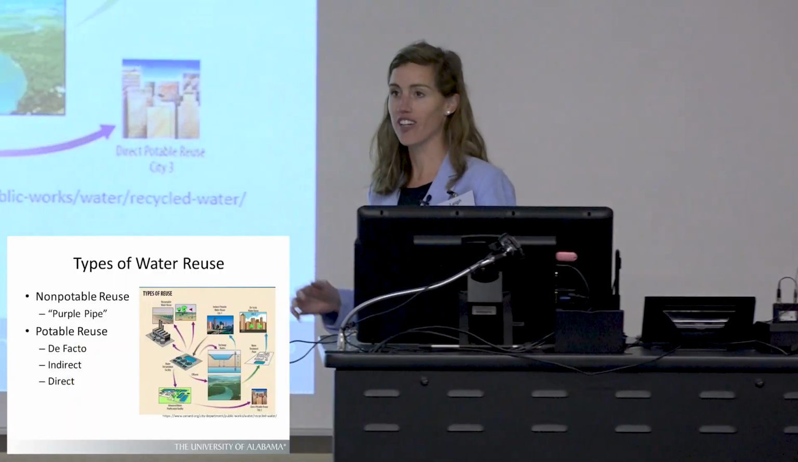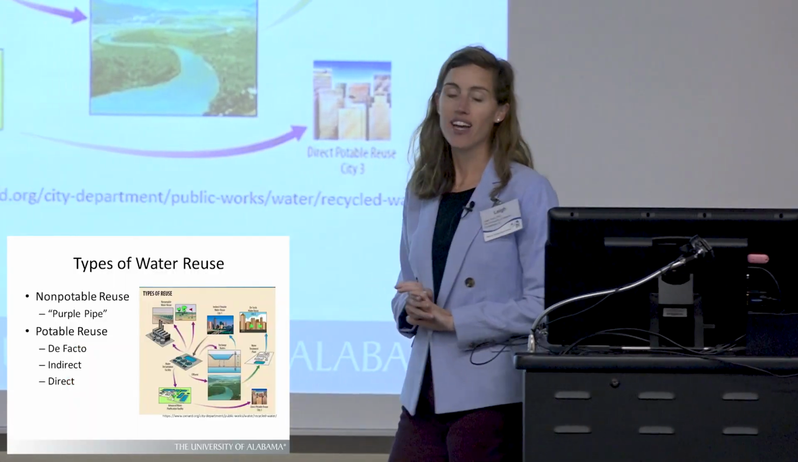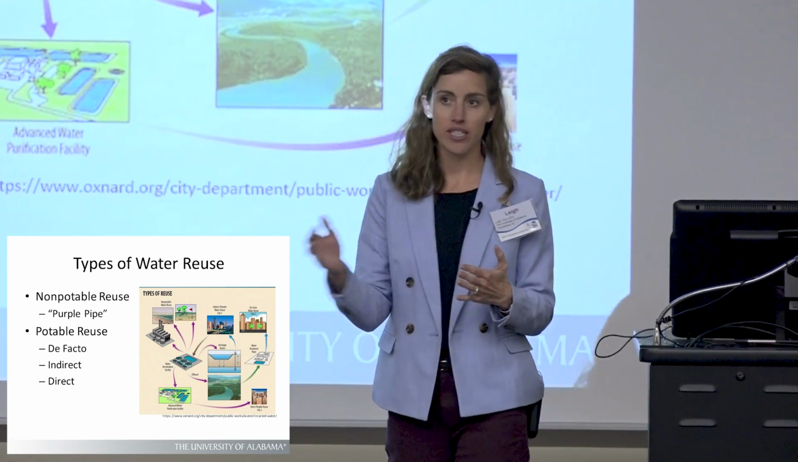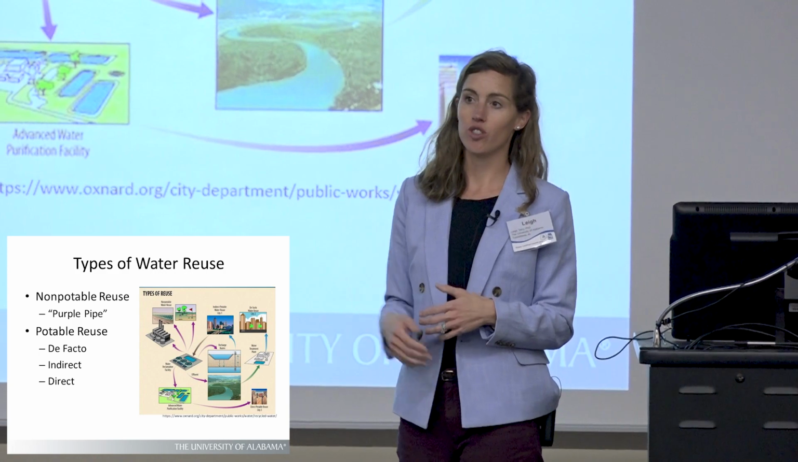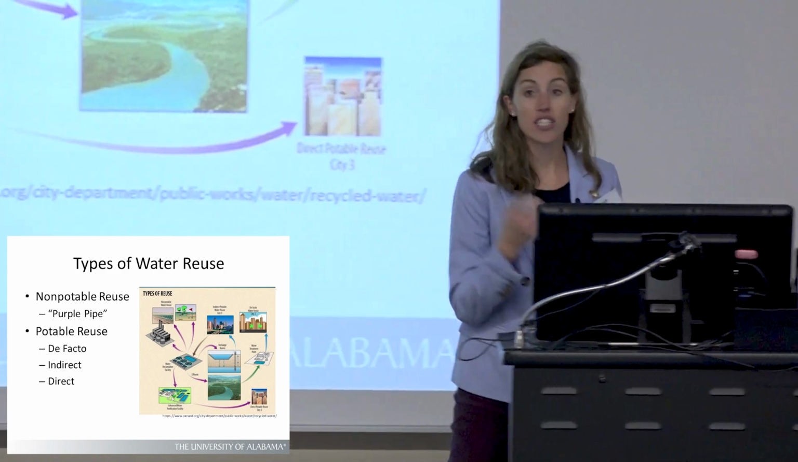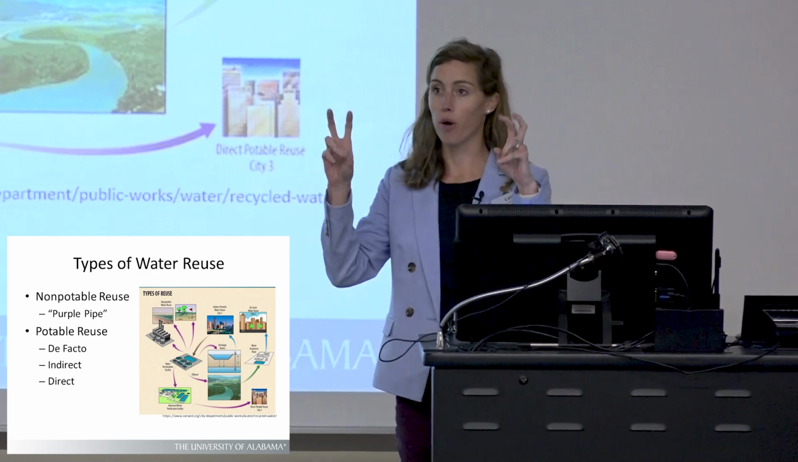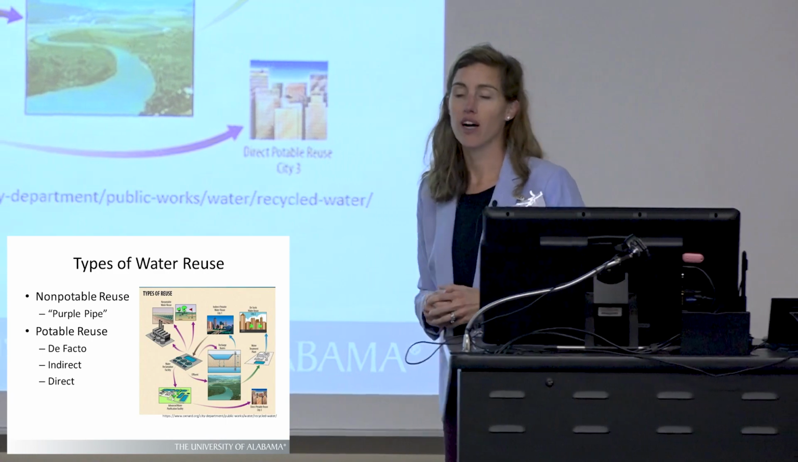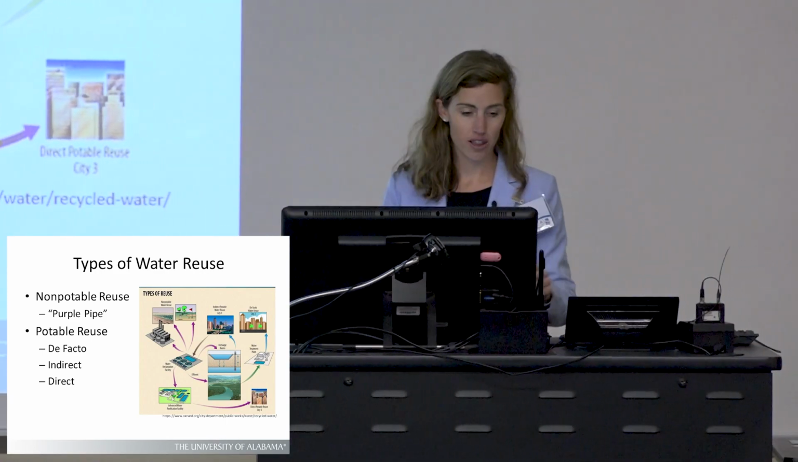So before we start, let's talk about water reuse and what it is. Non-potable reuse is where you take wastewater treatment plant effluent and you use it for irrigation, for industrial purposes, or for ag. That's non-potable reuse, also termed purple pipe, because it's literally delivered in a purple pipe, if you've seen it out west. We typically don't have it as much in the deep south.